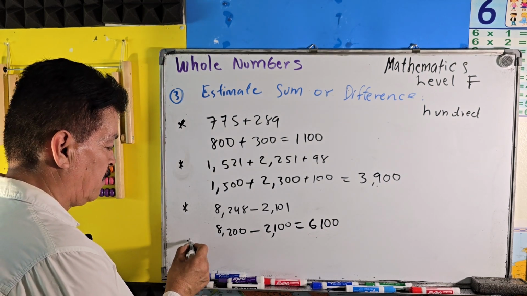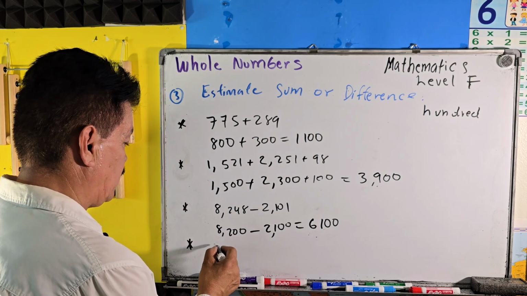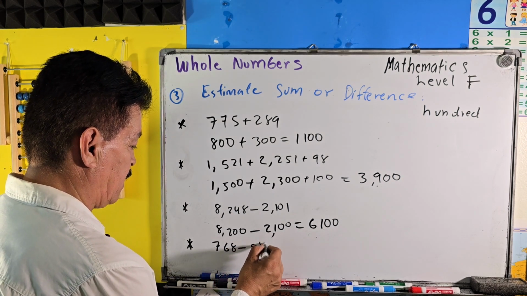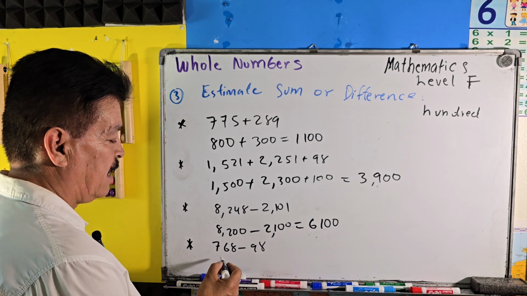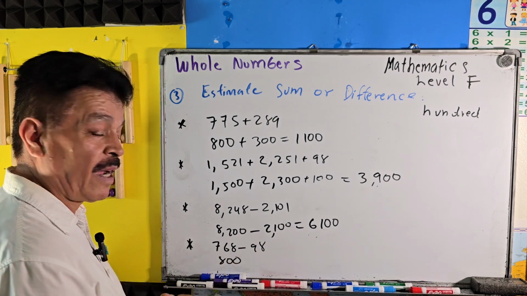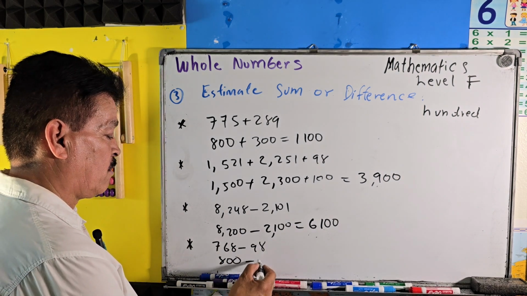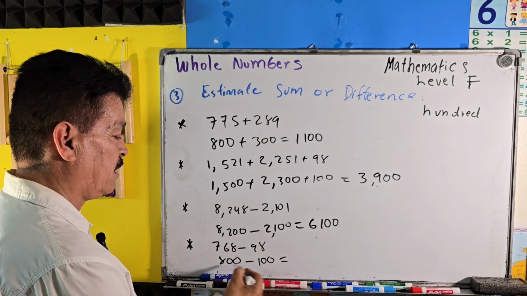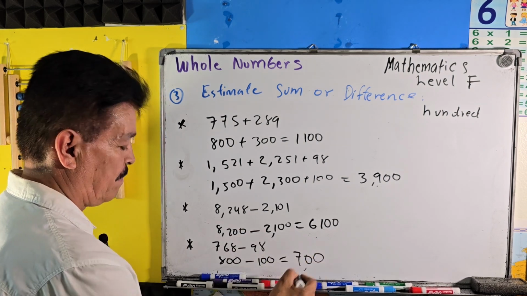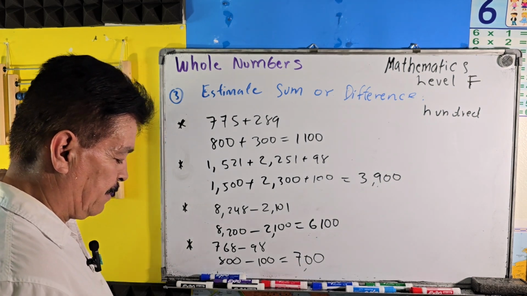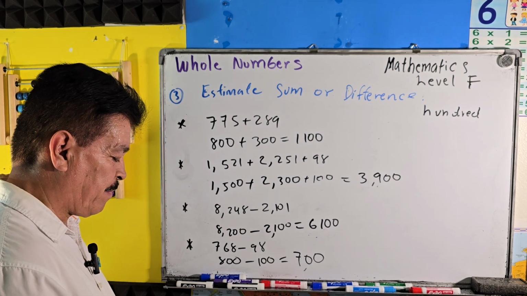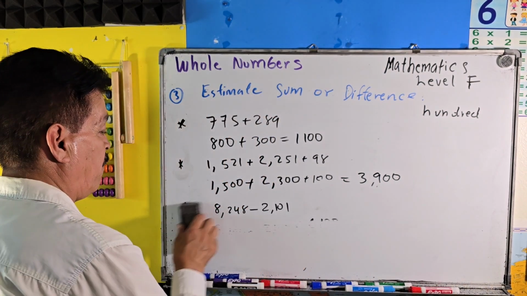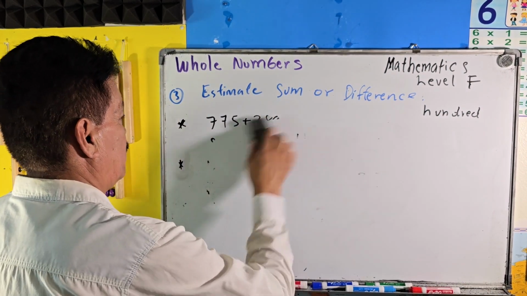Let's write another one. One more. Let's write 768 minus 98. Here is, of course, 800, right? Minus 100. See, estimated at the 100. So this is 700. Okay, this is when we use the estimate of 100.